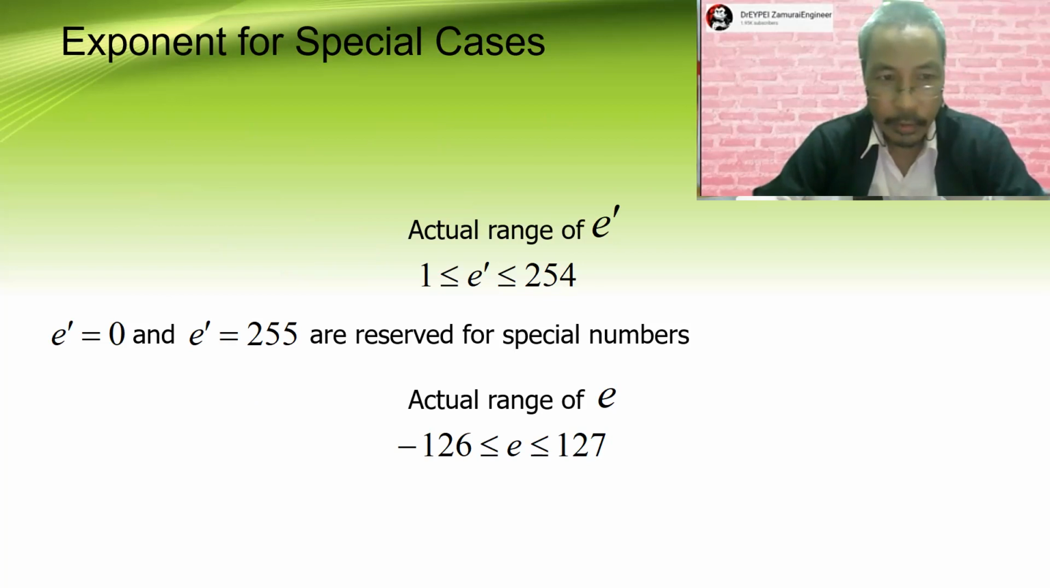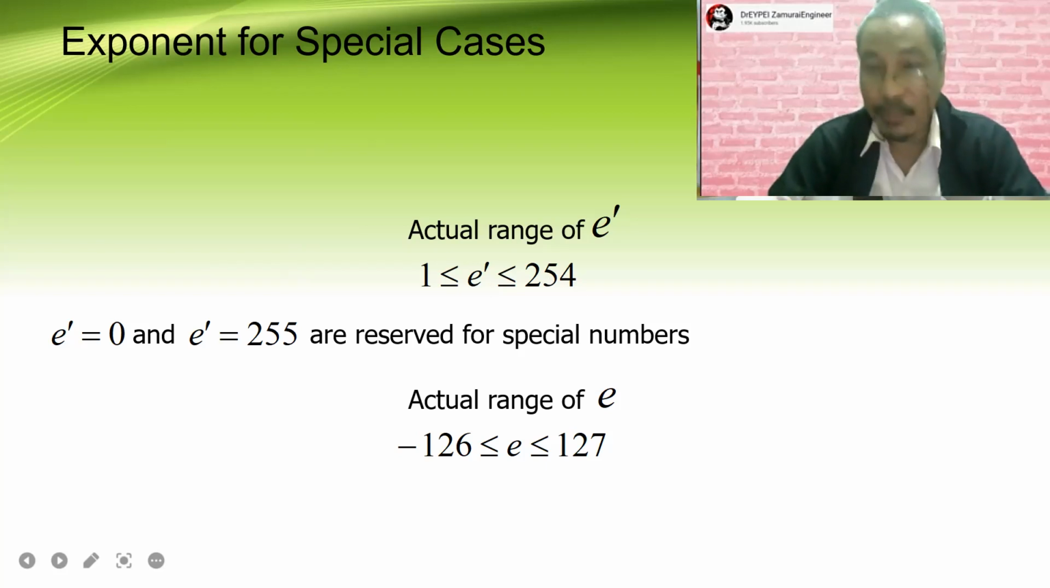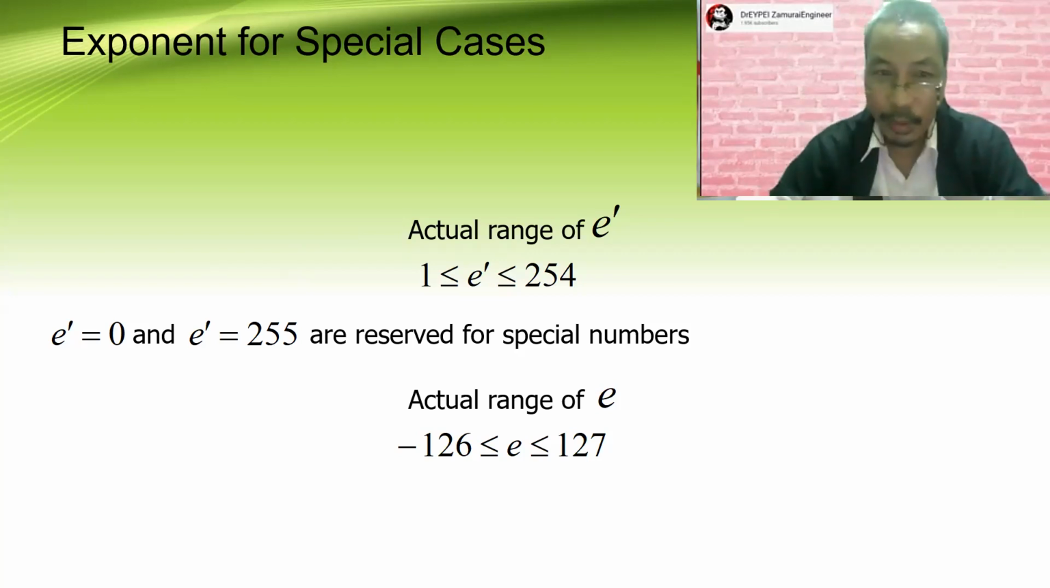Okay? So, E prime equal to 0 and E prime equal to 255 are reserved for special numbers. That is the minimum and maximum, from 0 to 255. So, anything beyond that is reserved for special numbers. That's why we are only dealing with 1 to 254, out of the total of 256. Out of the total 256, minus 2, is 254, because there are two numbers reserved for special numbers, that is 0 and 255.